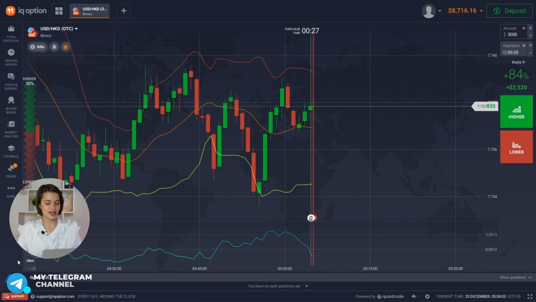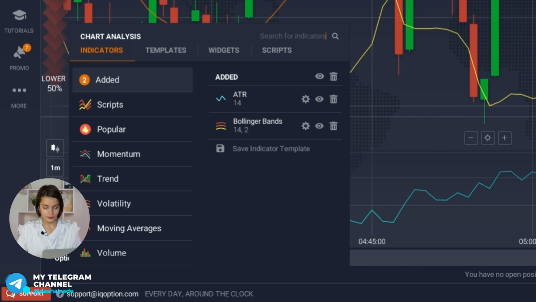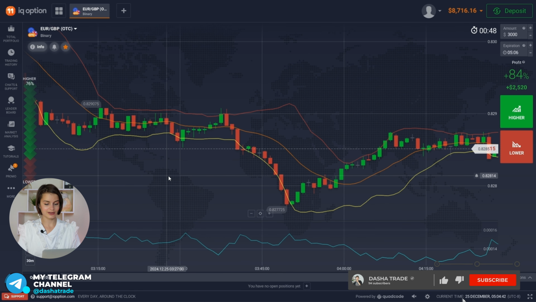So, in this strategy, I use two indicators. The first indicator is ATR and the second one is Bollinger Bands. I have basic settings in both indicators. Now, let's figure out how to make money using the strategy.